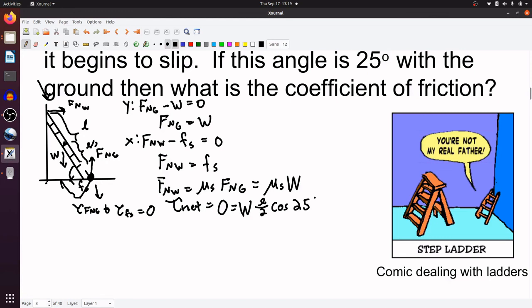All right. Now, what direction does that rotate? If it was allowed to freely fall, it would rotate in a counterclockwise direction, so it should be a positive. Yay. All right, FNW is over here, so I'll take that one.